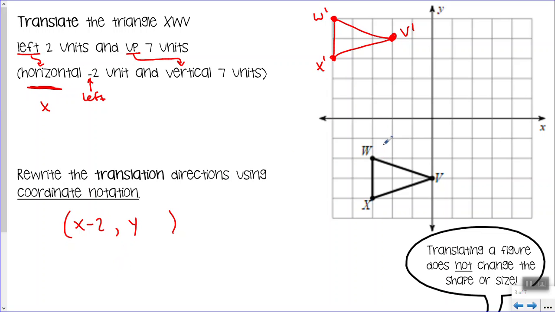So if we look at W, W was originally at (-3, -2), and W prime is now at (-5, 5). If I do -3 minus 2, I'm getting 2 more into the negative, and we get to -5. Then for y, our vertical translation was up 7 units, so vertical is y. We're going +7, so we add that here. My y coordinate for W was -2. We add 7, and we get +5. And we want to remember again that translating a figure does not change the shape or the size, just where it's located.